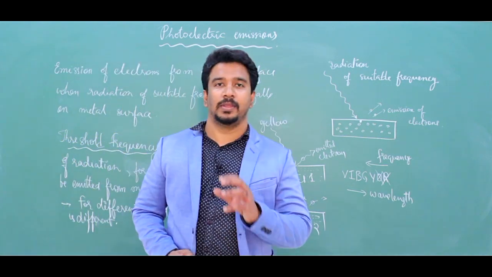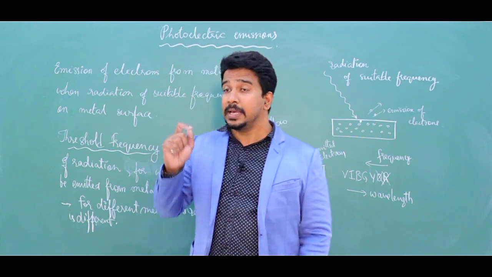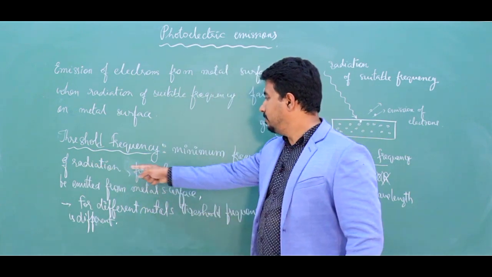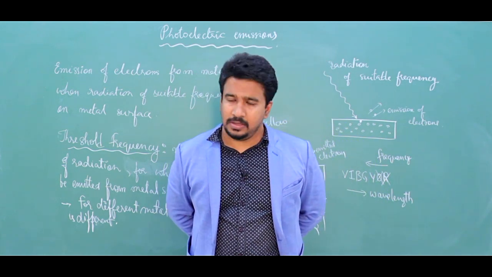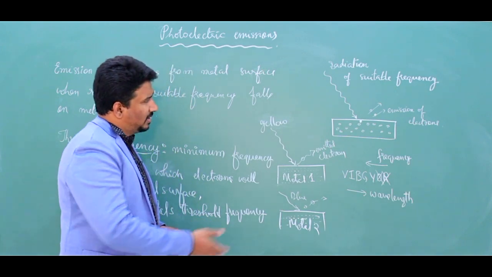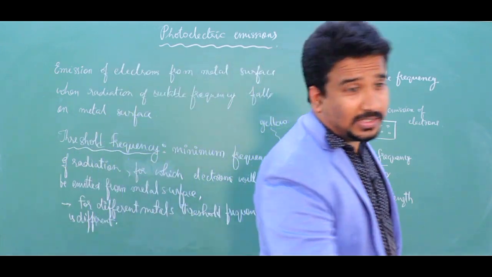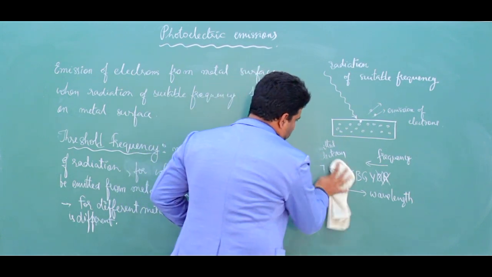Now, different metals will have different threshold frequency. What is threshold frequency? The minimum frequency of radiation for which electrons will be emitted out of the surface of the metal. Okay. Next, can I erase this? I will erase these examples, children.